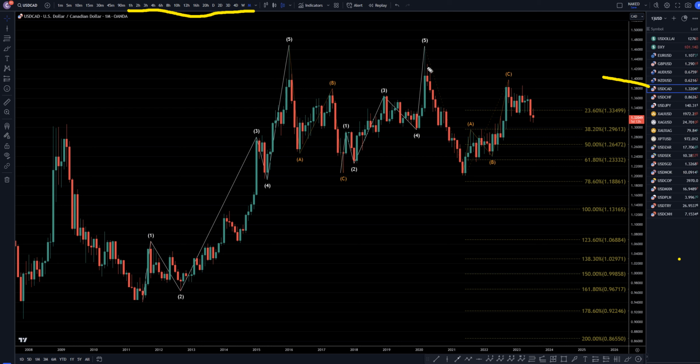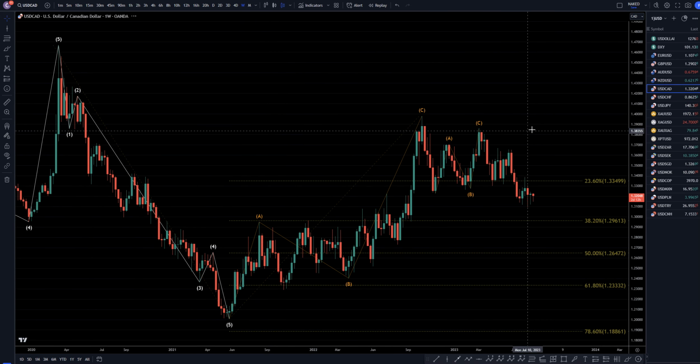So on the dollar Canadian monthly, I think this is a downtrend. I think this is three waves up for like an ABC. I think that this is most likely just going to keep on trending down. I think it's going to take out these lows and probably at least end up looking something like that. So let's take a look at that on the weekly time frame.